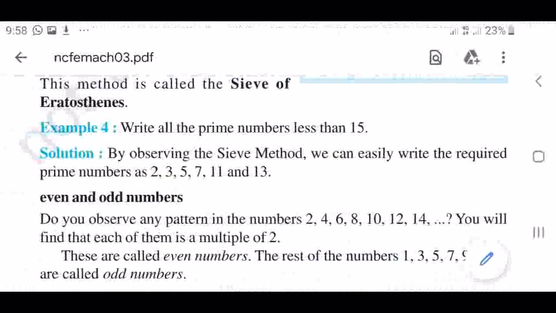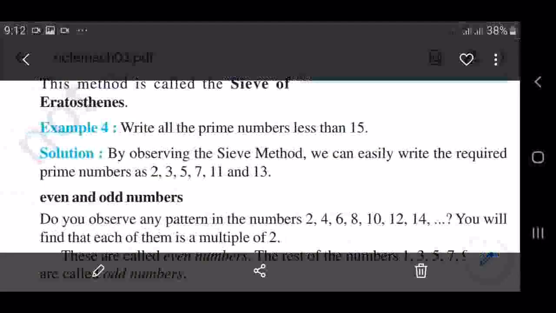Okay, here is a question. Write all the prime numbers less than 15. Okay, you can tell it. What are the prime numbers? 1 is not a prime number, so 2, 3, 5, 7, 11, 13. This much only. Less than 15. Okay, how to find the prime numbers, all of you understood?